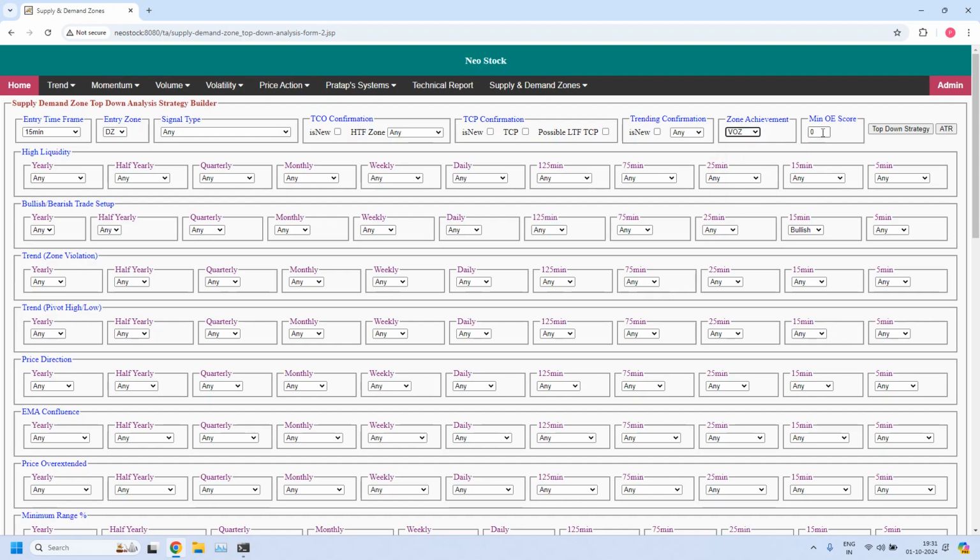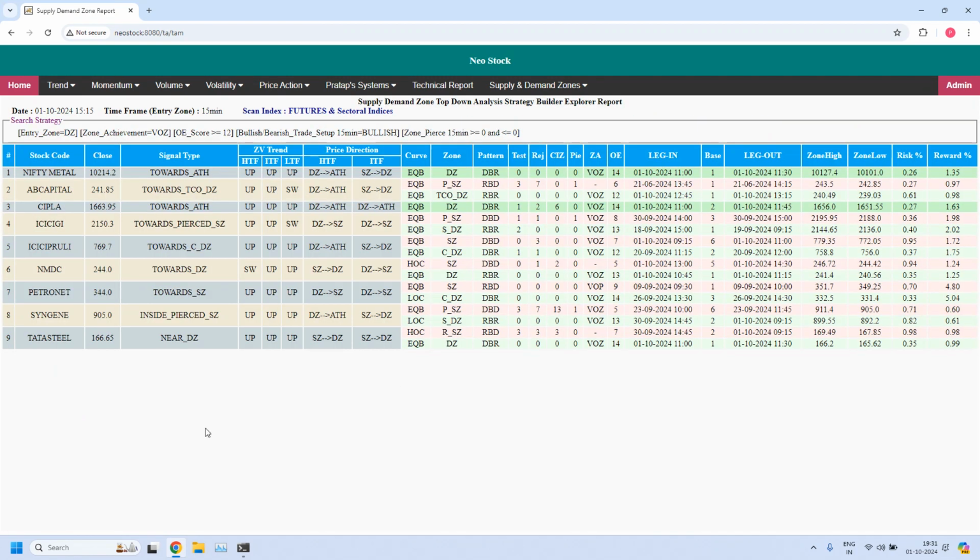Zone achievement violated opposing zone. Minimum odd enhancer score 12. All the 3 filters are applied to 15 minutes demand zone. Let's verify. 9 stocks are filtered. All these 9 stocks are currently supporting bullish trade setup for hourly income trade. That is entry time frame 15 minutes.